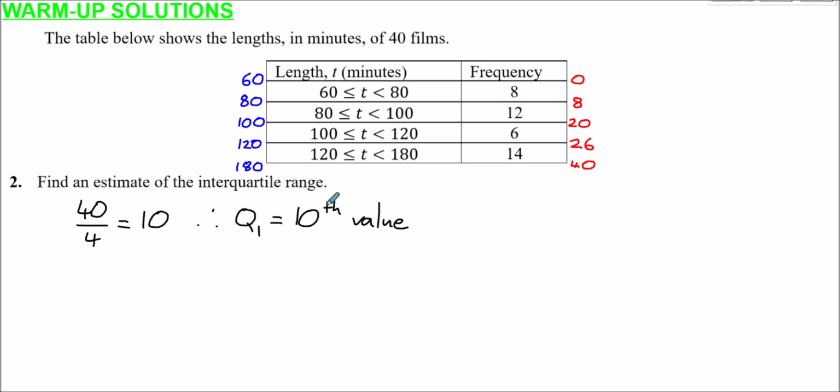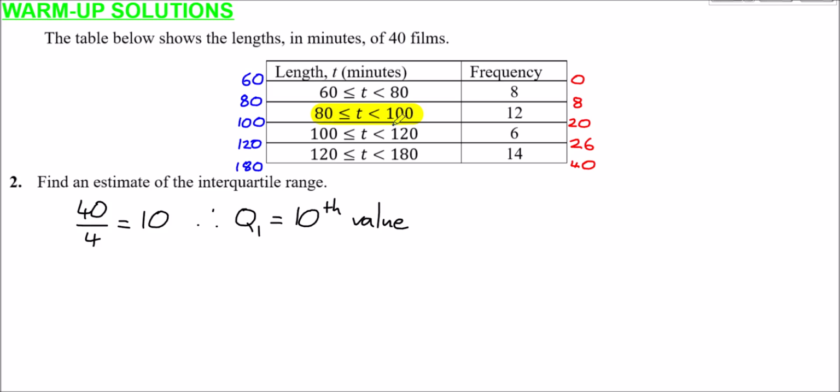So whereabouts is the 10th value going to be? We'll look for the first number here which is at least 10, which is 8. So it's going to be in between these two numbers. 10 is in between 8 and 20. That tells us that the lower quartile is going to be in the interval from 80 to 100.